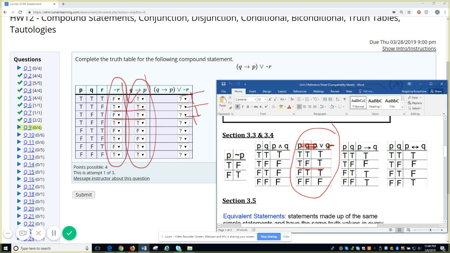And so in the case of OR and AND, the order doesn't matter, because you can see true or false is true, and false or true is also true. So the order doesn't matter, as it did with the conditional. Both true make a true, both false make a false, and if I see a true in there, the OR is true.